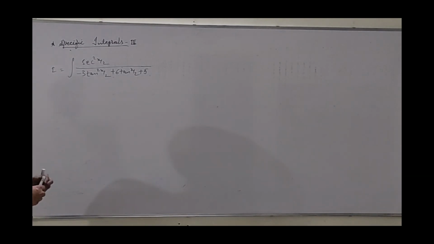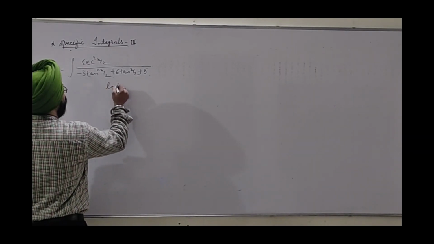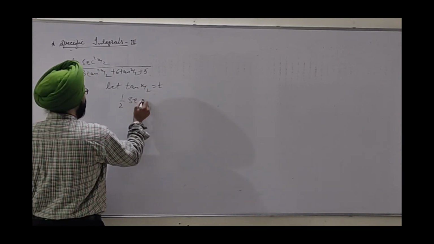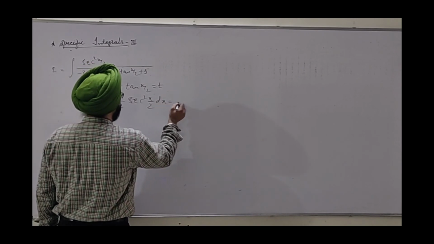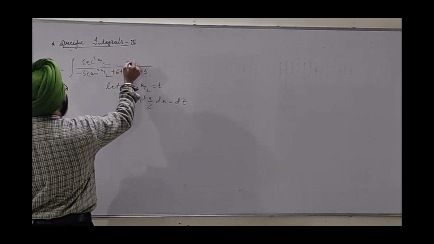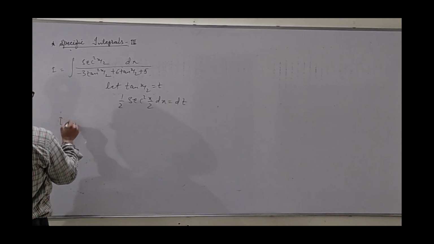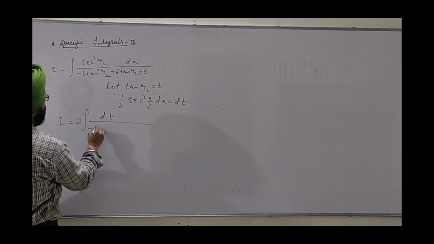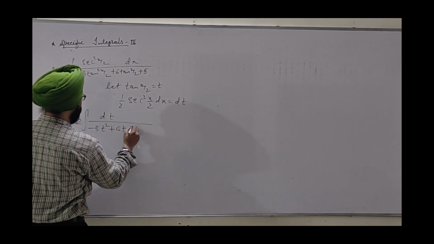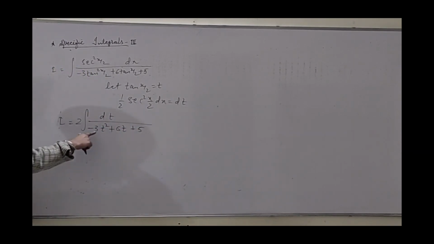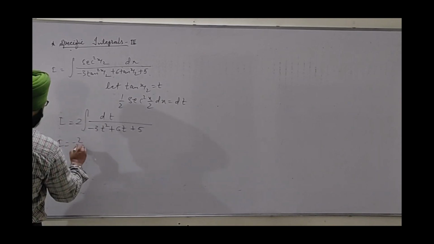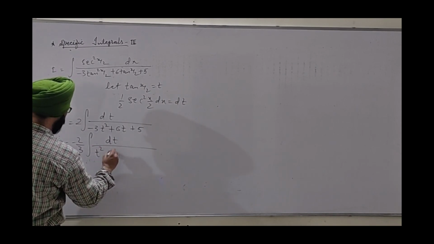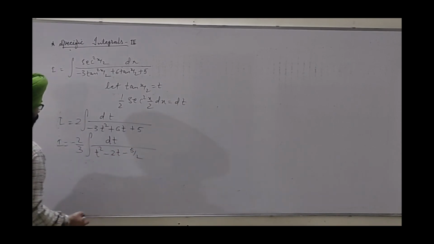Now further, as I said, we will consider tan x by 2 as t by the substitution method. So 1 by 2 sec square x by 2 dx becomes dt. So this I can be written as dt upon twice of minus 3t square plus 6t plus 5. Don't forget the coefficient to be taken common. So minus 2 by 3 dt upon t square minus 2t minus 5 by 2.